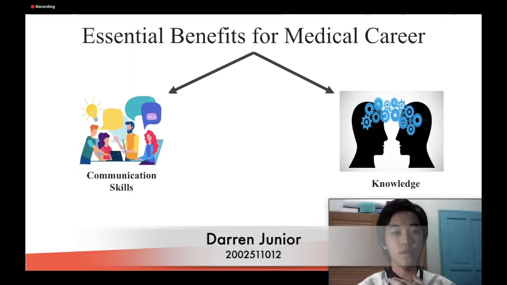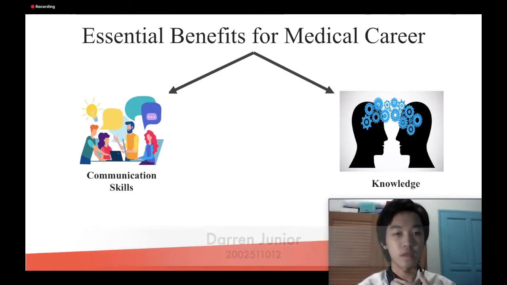My name is Darren Junior, and I am here to conclude our presentation. Through small group discussion, medical students could gain a lot of benefits which are essential for their medical career, such as communication skill and social benefit, where students are able to listen and respect others' opinions and also able to convey their own thoughts effectively, efficiently, and confidently.